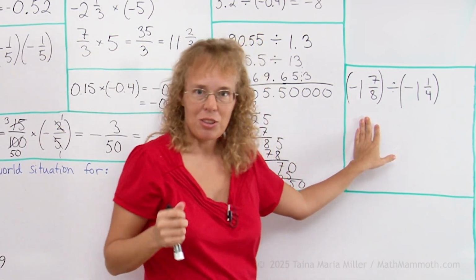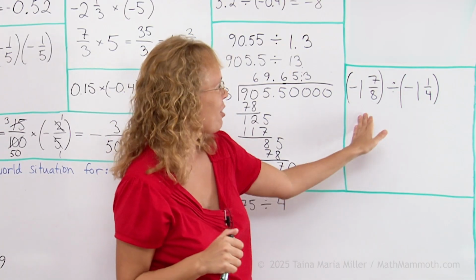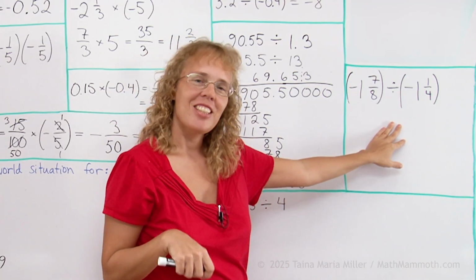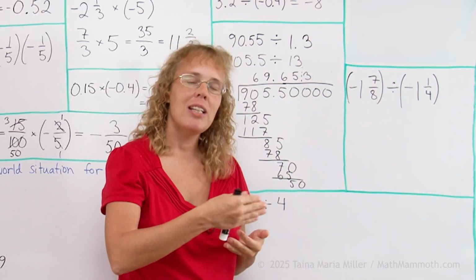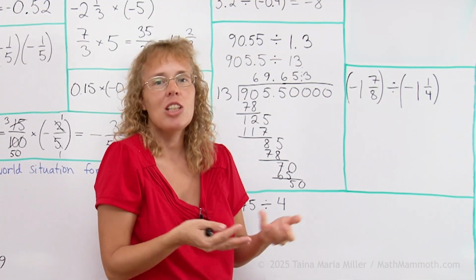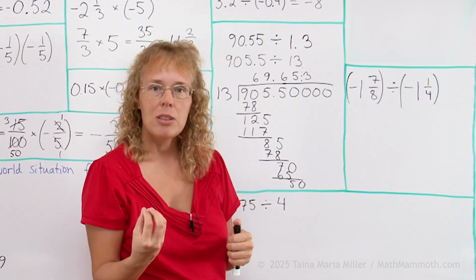Here, I tried to create as difficult a fraction division problem as I could. Does it look very difficult? Not really. You know, that's a negative and a negative. But when you divide negative by negative, you get a positive answer, so we can just ignore those negatives from the start. And then it is just 2 mixed numbers.